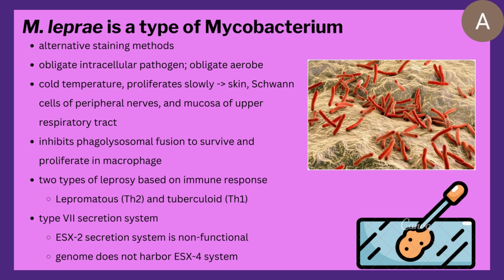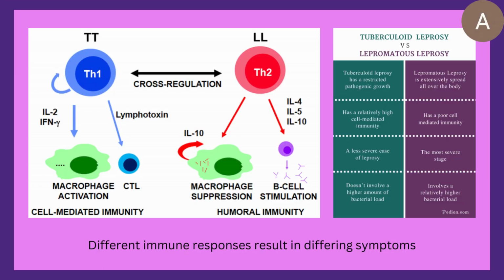Mycobacterium leprae inhibits phagolysosomal fusion in order to survive in the cell and proliferate in macrophages. There are two types of leprosy based on the immune response to M. leprae that I will talk about a little bit later. This involves the type of T helper cells that respond to the pathogen. It is also a type 7 secretion system, but M. leprae, unlike M. tuberculosis, something else in the same genus, lacks the ESX2 secretion system as well as the ESX4 system.